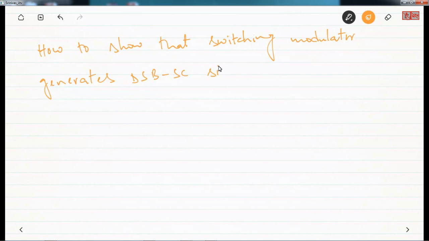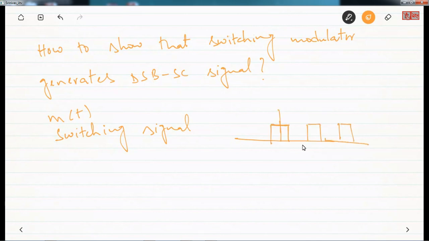Now we know that the switch is on and off, right? So we have the signal M of t, and we have the switching signal, which means the switch becomes on and off at this period. So we have this switch, we have this signal. This is 1 by Fc, this is 1 by 4 Fc. So let's call this the switching signal S of t.